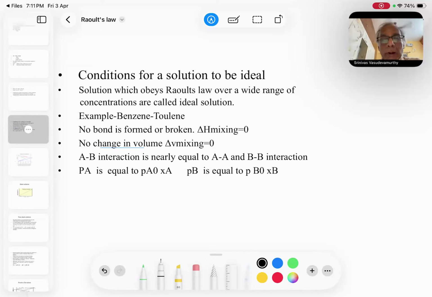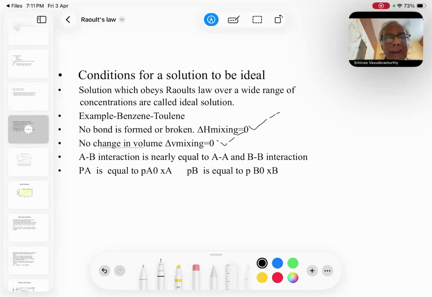Example, benzene and toluene. I'm mixing benzene and toluene to form a solution. Here, no hydrogen bond is formed, no hydrogen bond is broken here. So no enthalpy change, delta H mixing equal to 0. Because no bond is broken or made, no change in volume, delta V mixing is equal to 0. Interaction: if I take benzene, there's an interaction between the benzene molecules. Toluene, there's an interaction between toluene molecules. I have mixed them together and got a solution containing both solvents, benzene and toluene.